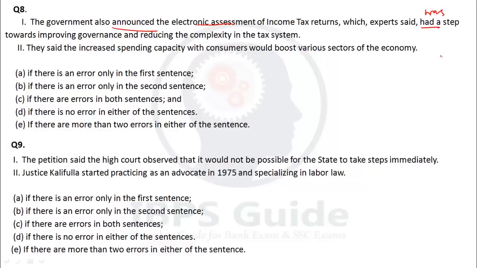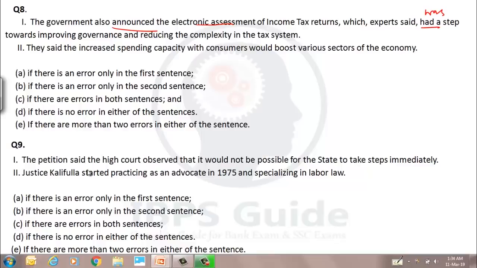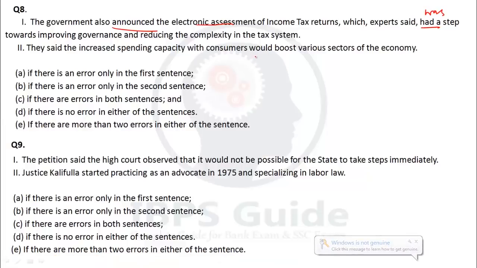It will be was. And second sentence, they said the increased spending capacity with consumers would boost various sectors of the economy. They said, past tense, the increased spending capacity with consumers, again past tense, would boost various sectors of the economy. So the continuation of tense is past, so there will be no errors. So the first sentence is wrong, so that's why our answer will be A, if there is an error in the first sentence. There is an error in the first sentence, we have to cut had and make it was.